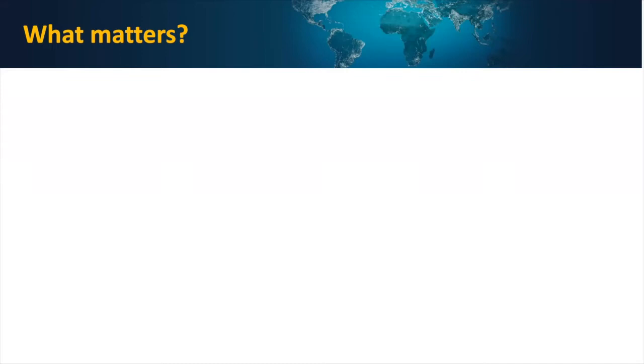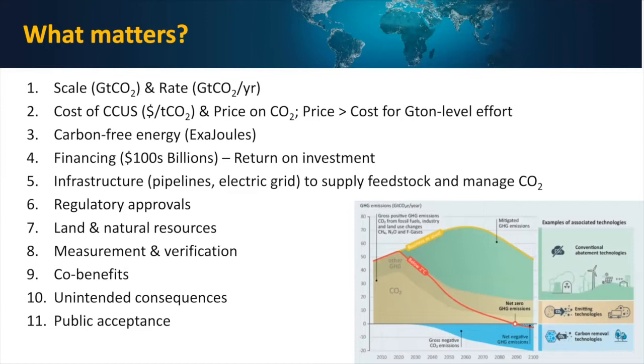What matters at that scale? There are a number of things that matter. One is the scale itself. We have to think gigaton and see whether something can scale to the gigaton. Megatons are not going to cut it. The rate is important because we are emitting at a rate, and the Earth has never seen this kind of rate increase in CO2 emissions. The cost and the price of carbon management matter. If the price is not greater than the cost, we are not going to get a gigaton scale effort globally.